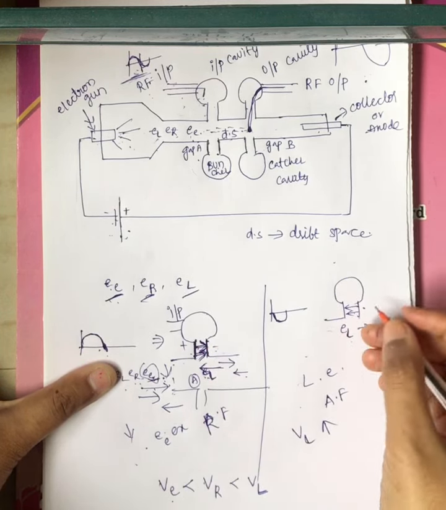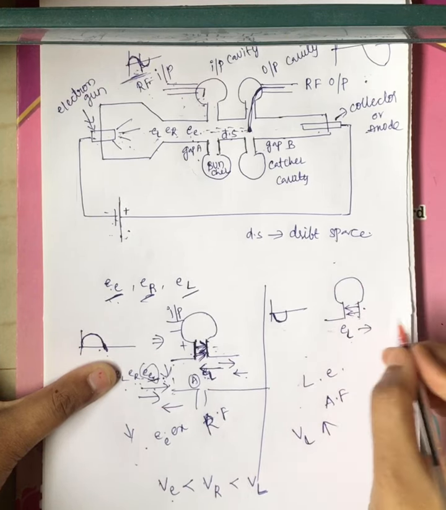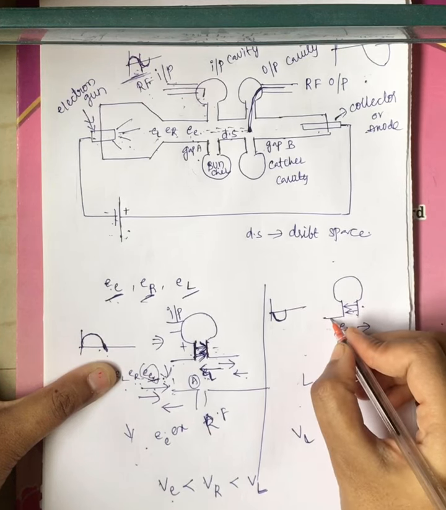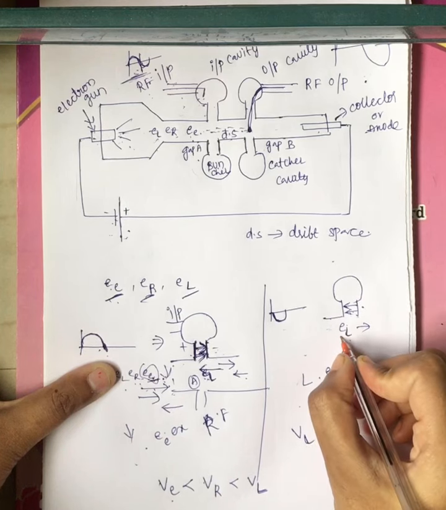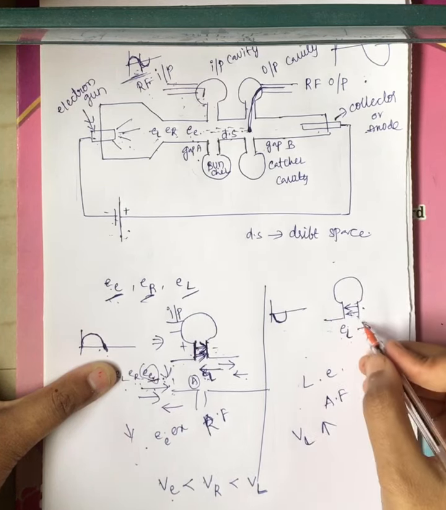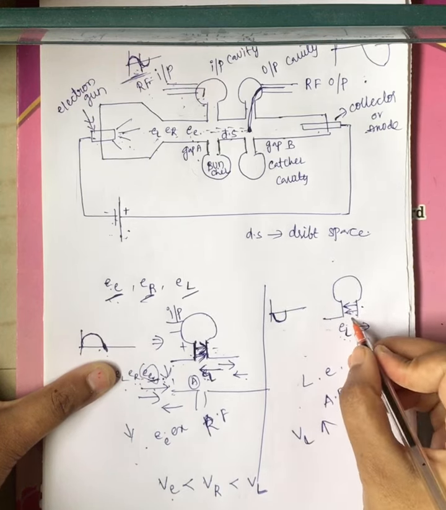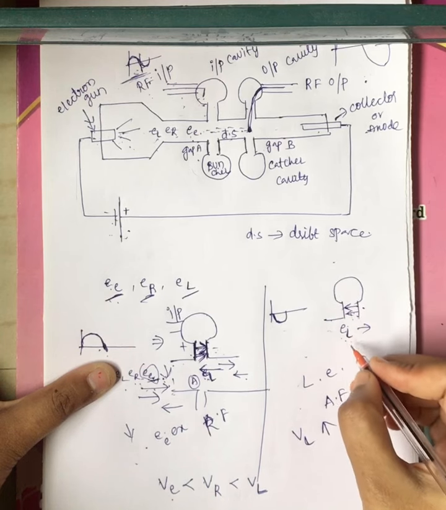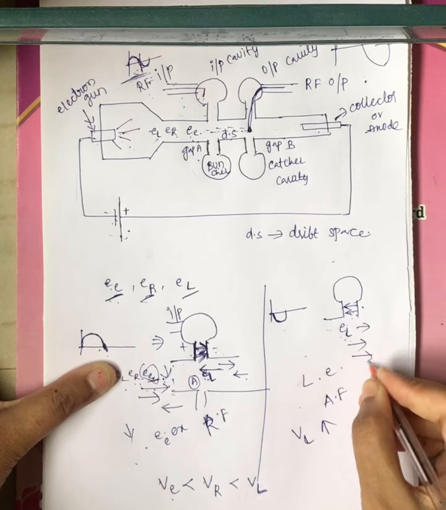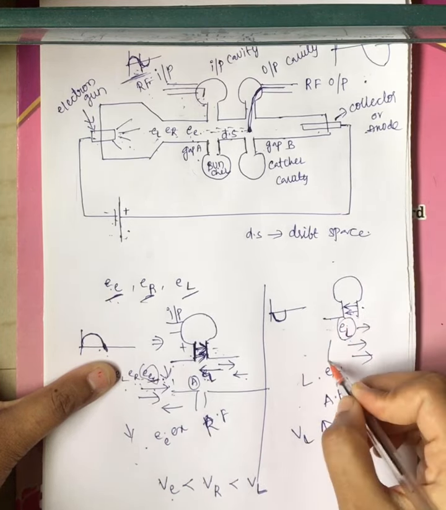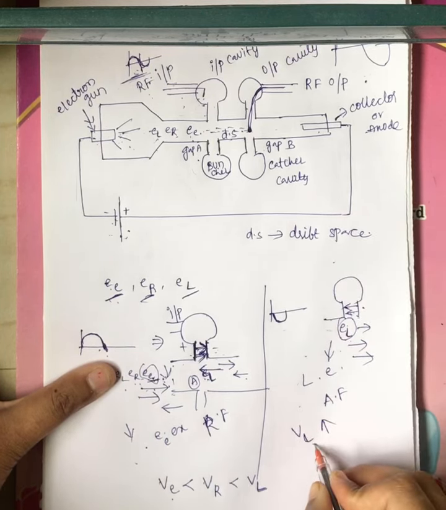Now what happens for the negative half cycle? For the negative half cycle, the electric field will be in this direction. The electron is negatively charged, right? The force acting on the electron will be in the opposite direction of the electric field, so it is in this direction, and the electron is also traveling in this direction. Now which force does it experience? Accelerating force. Now because of the accelerating force, what happens to the velocity of the late electron?